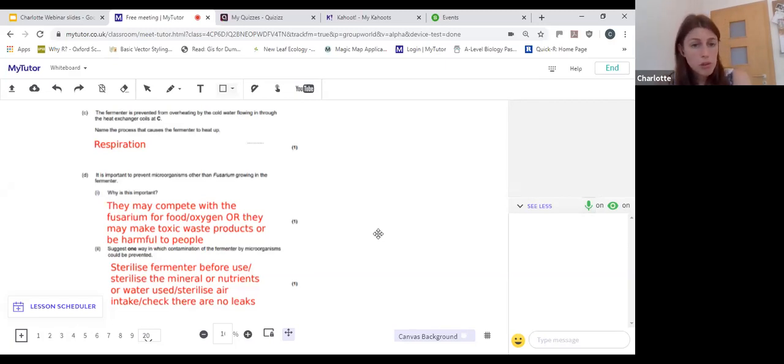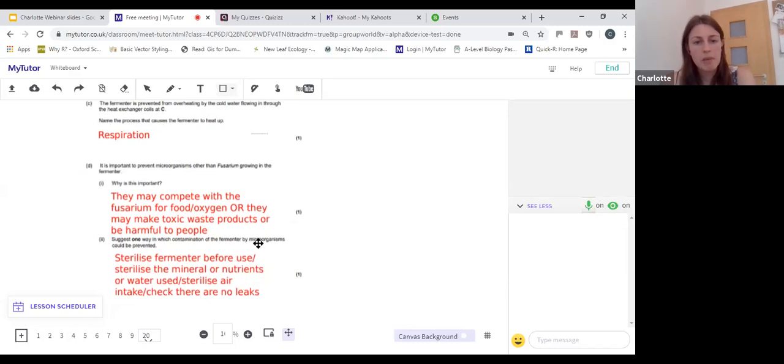Why is it important to prevent other microorganisms? So here you had several options. So they may compete with the Fusarium for food or oxygen, or they may make toxic waste products or be harmful to people in some other way. So mycoprotein is for human consumption, so you don't want anything else in there that might be harmful. And you also don't want any competition for that fungus. You just want to grow that and as much of that as possible.